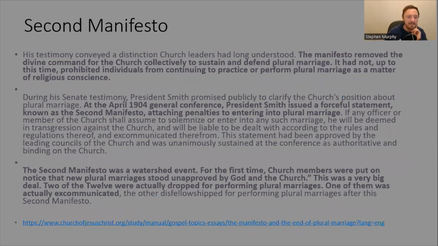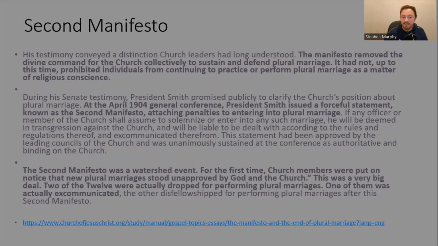So the second Manifesto: his testimony conveyed a distinction church leaders had long understood. This is Joseph F. Smith: "The Manifesto removed the divine command for the church collectively to sustain and defend plural marriage. It had not, up to this time, prohibited individuals from continuing the practice or performing plural marriage as a matter of religious conscience." During his Senate testimony, President Smith promised publicly to clarify the church's position about plural marriage.